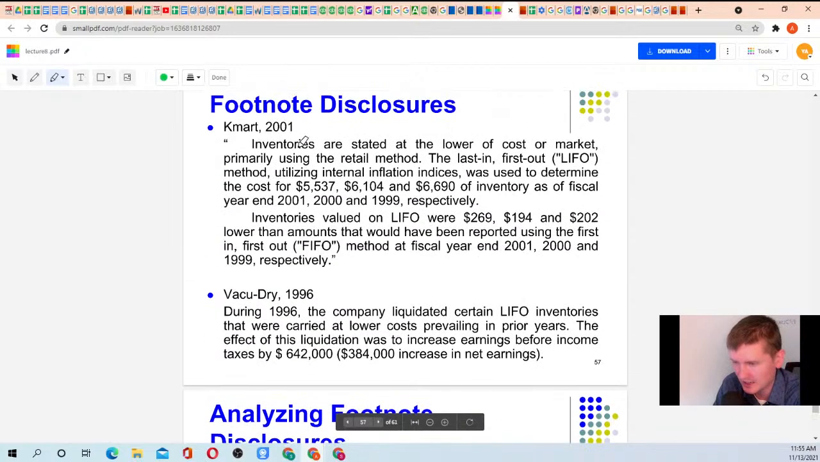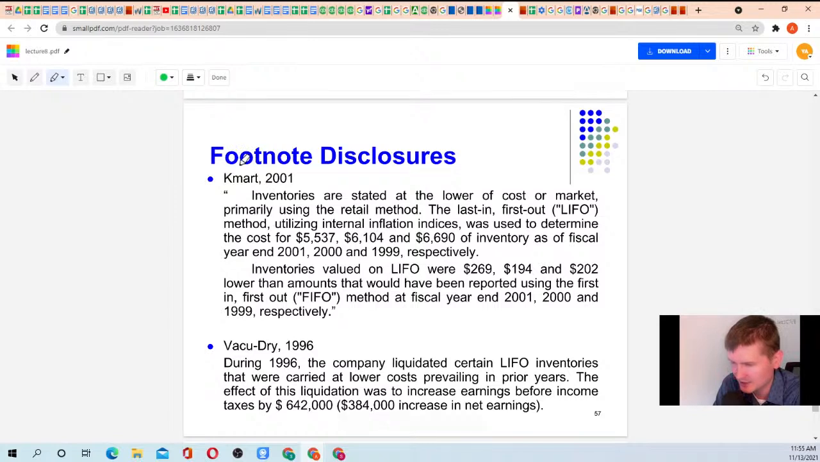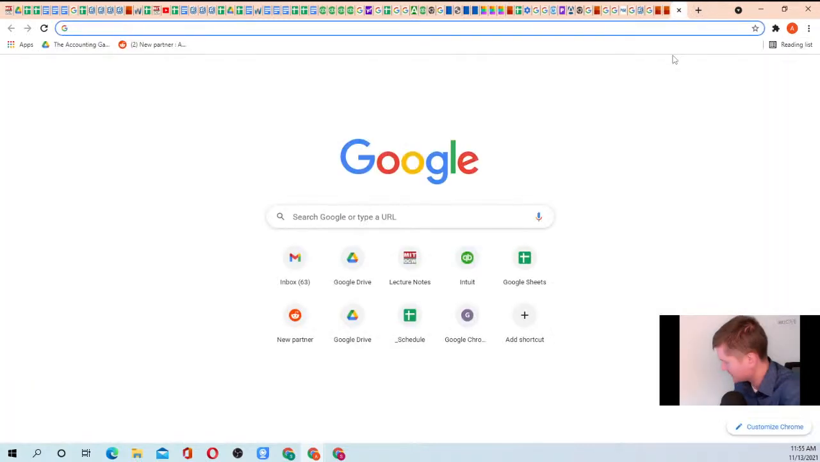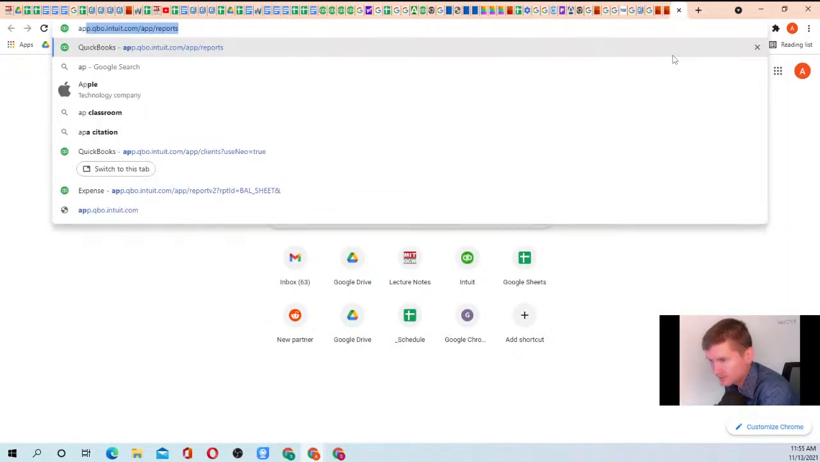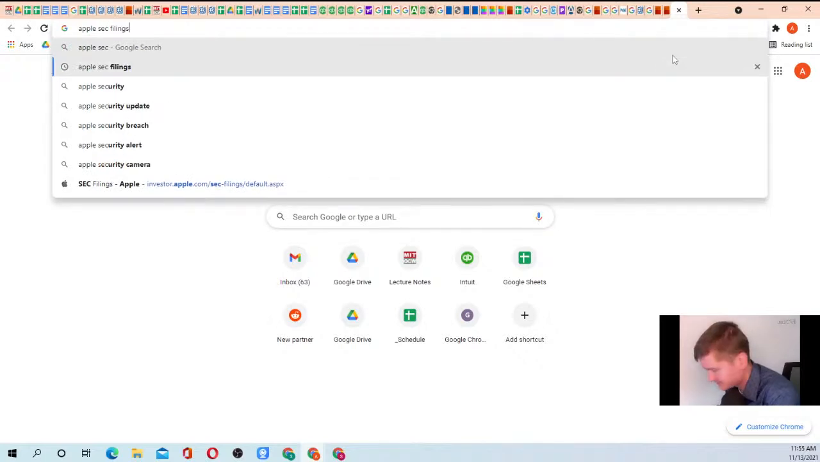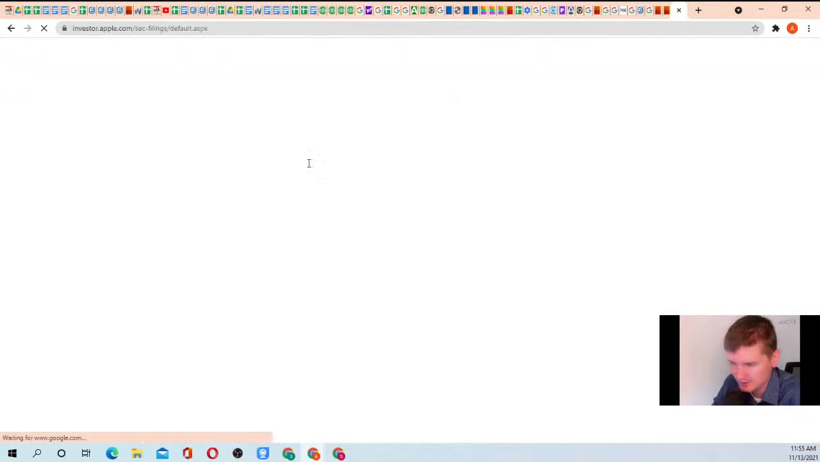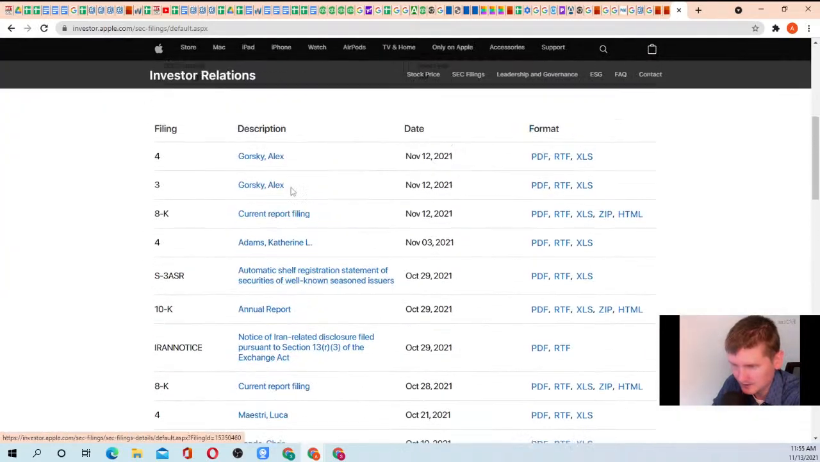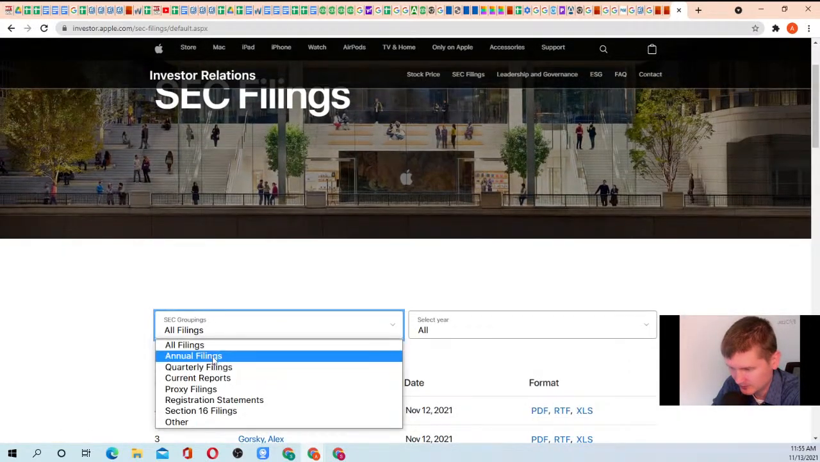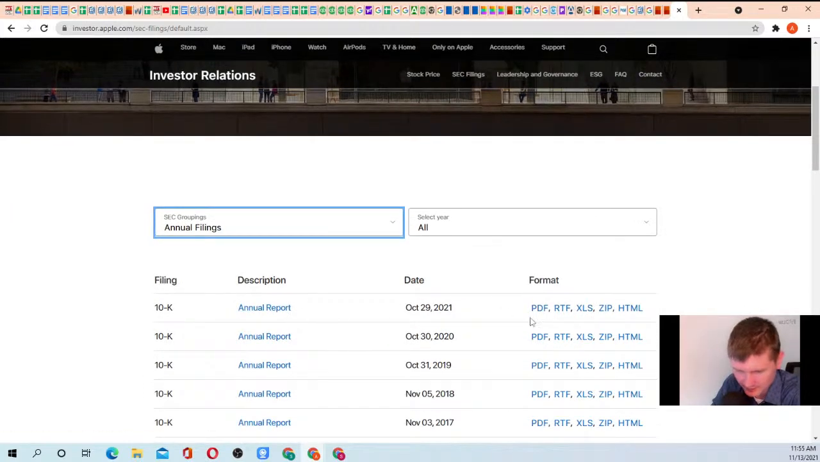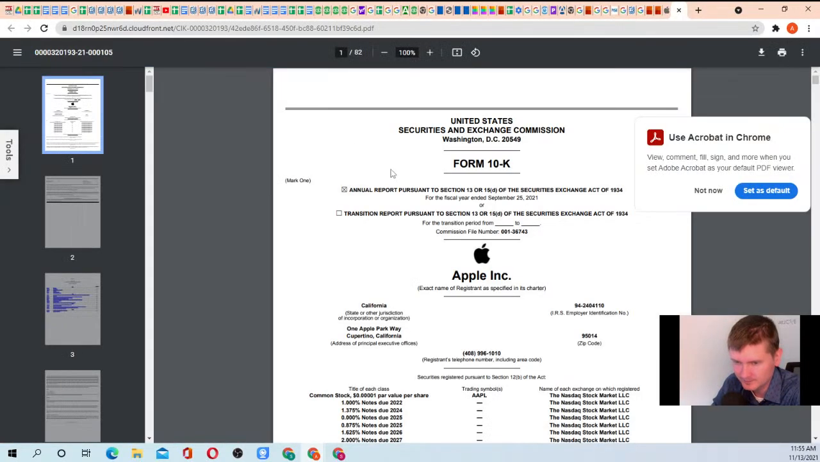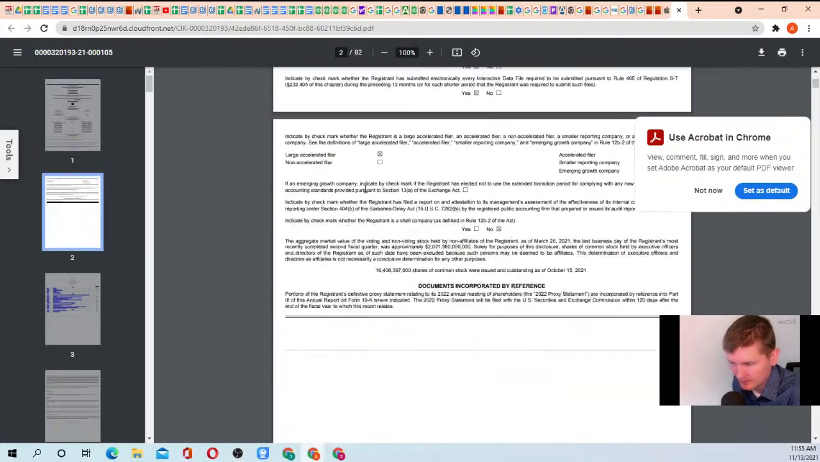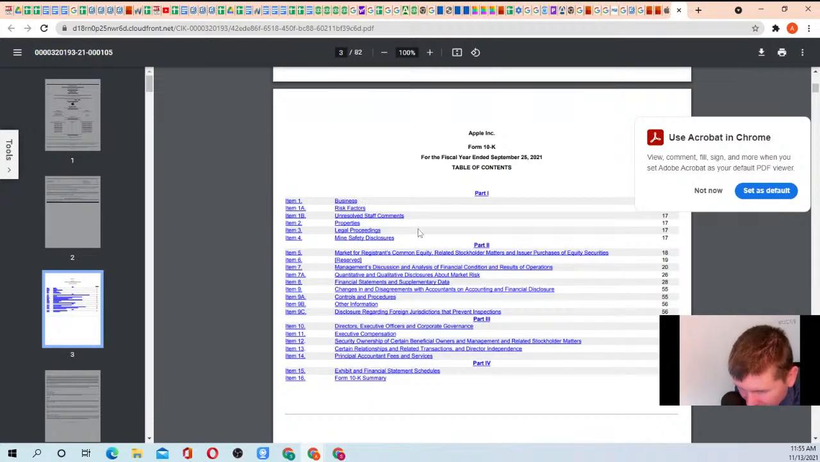And at the end, they provided us some examples from financial statements. Let's actually see what Apple has to say about its inventories. We need to find the annual filings PDF. Let's see. Risk factors, financial statements.